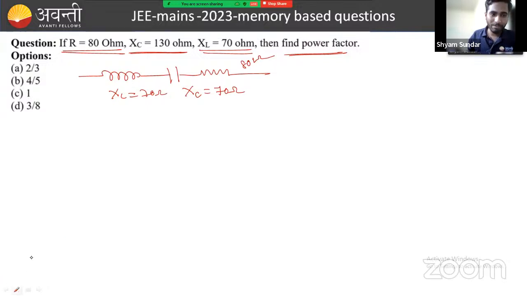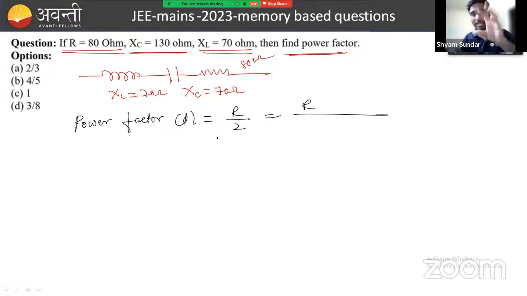To calculate the power factor, power factor cos phi can be written as, you might know, R by Z, right? R means resistance, Z means the total impedance of the circuit. Total impedance, what is it? It will be under root of R square plus XL minus XC whole square, right?